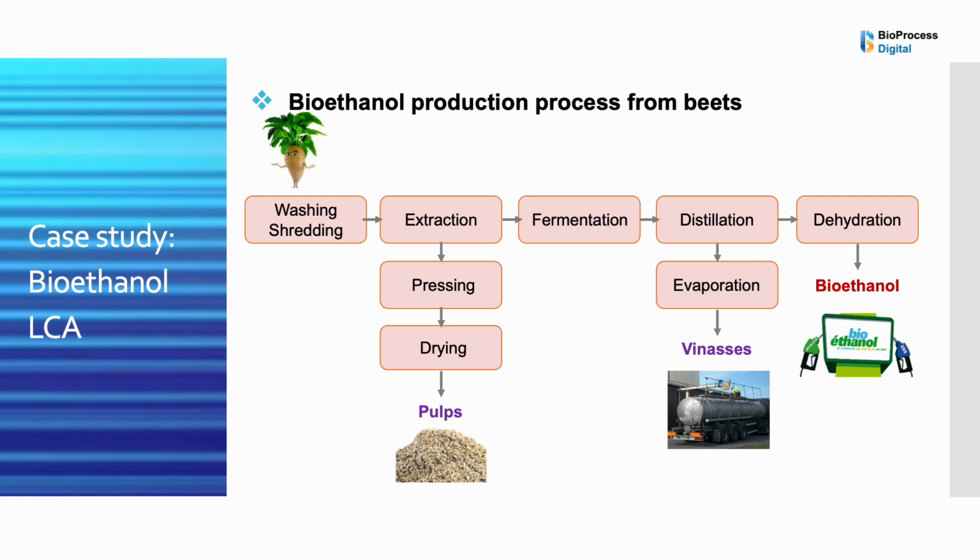Firstly, the beet pulps obtained at the end of the extraction operation. They undergo two operations of mechanical pressing and drying. Secondly, the distillery residues known as vinasses. They are concentrated through evaporation.